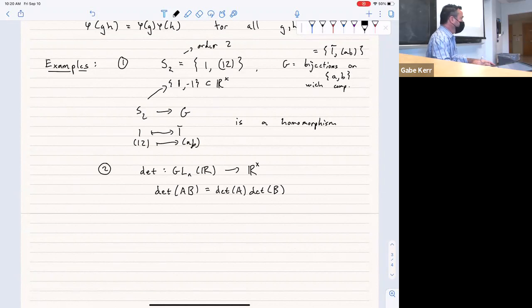That expression is precisely the statement: this function is a homomorphism. So we can relate our group of invertible matrices to a commutative group, the abelian group of just real numbers under multiplication. That's a very useful thing.